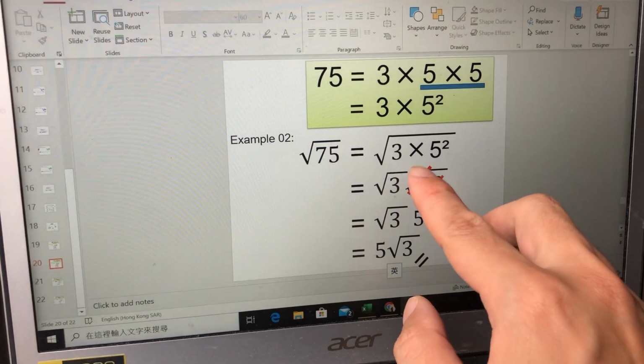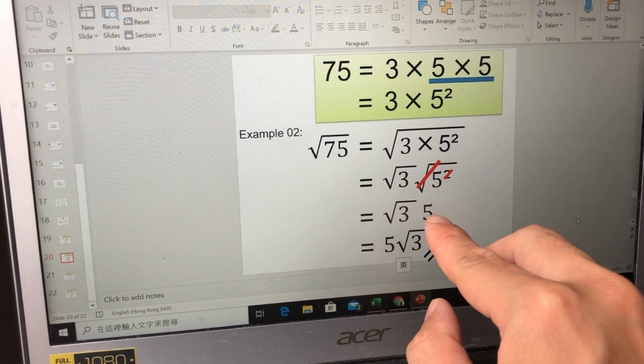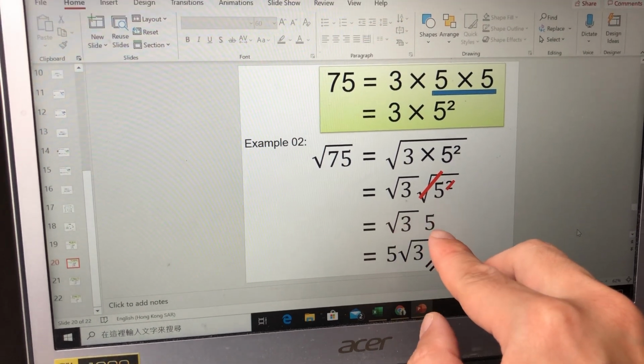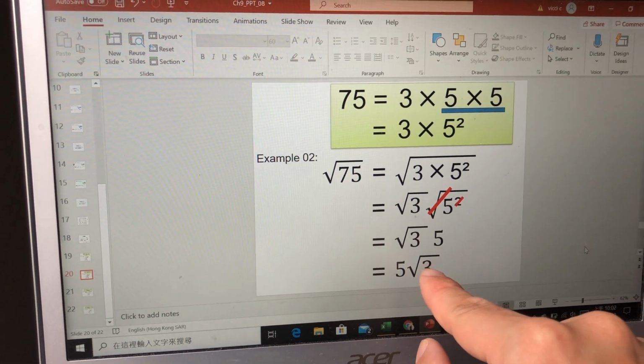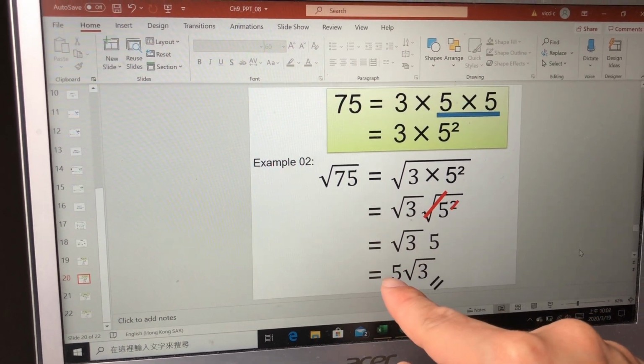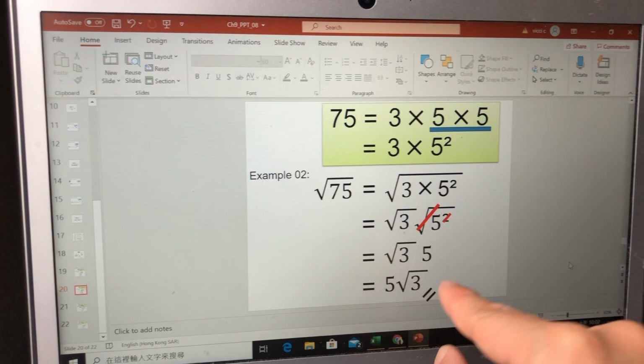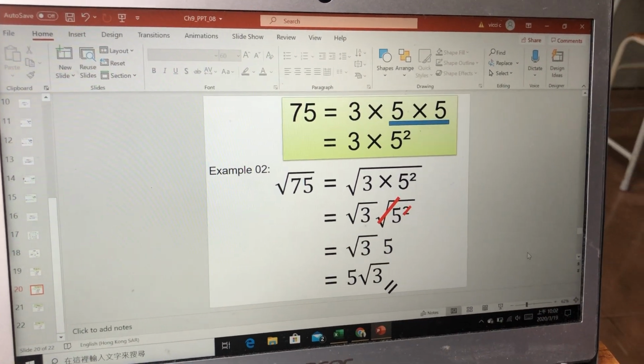So after we cancel out, we have got 5 here, right? So square root of 3 times 5. And then normally we put the number in the front, the square root at the back, so that you should write 5 times square root of 3.